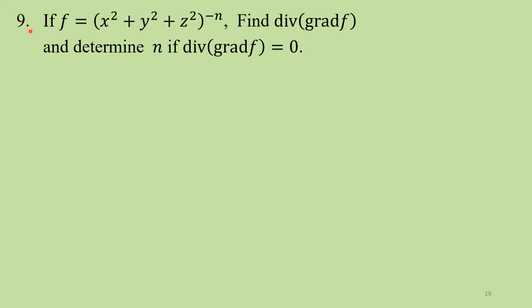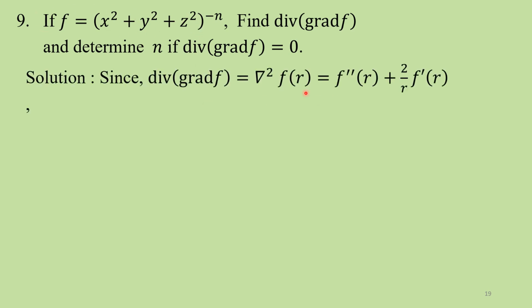Now take question number 9: given f equals (x^2+y^2+z^2) to the power minus n, find the divergence of grad f and determine n if the divergence of grad f equals 0. Now the div of grad f means del dot del f, that is del squared f. But if you see, x^2+y^2+z^2 is nothing but r^2, correct? So f is a function of r. Whenever f is a function of r, we can use del squared of f(r), that is f''(r) plus (2/r) f'(r).